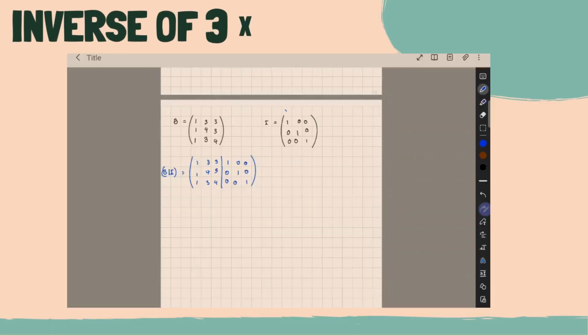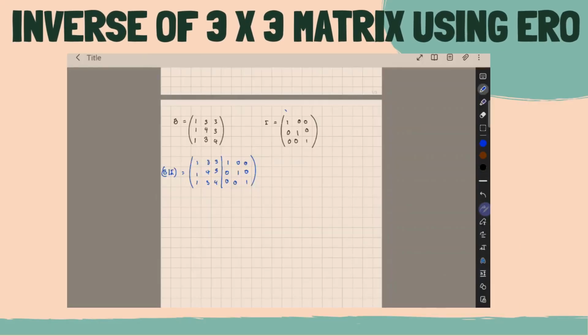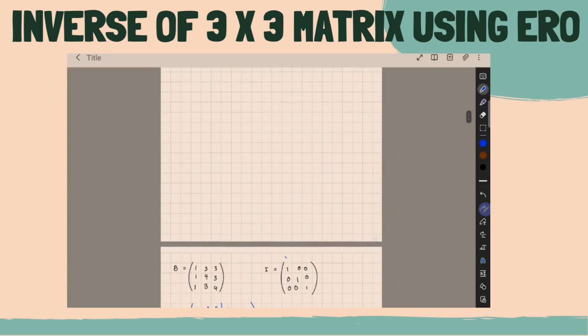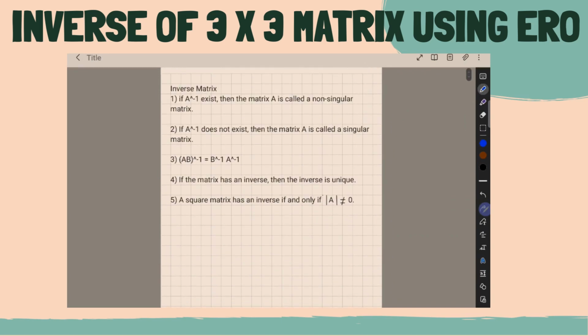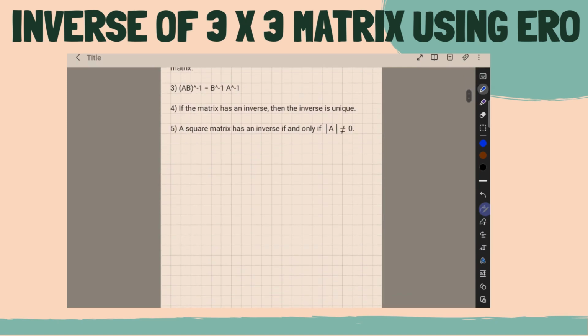For the next example, I'll be showing how to solve the inverse matrix of B for a 3 by 3 matrix. Before we get to solving the matrix, we have to keep in mind that when A inverse exists, the matrix is called a non-singular matrix. If it does not exist, then it's called a singular matrix. Then the inverse of AB is the same as B inverse times A inverse. If the matrix has an inverse, then the inverse is unique. A square matrix has an inverse if and only if modulus A is not equal to 0.